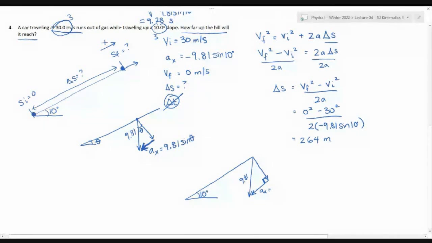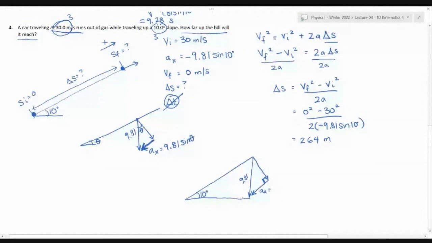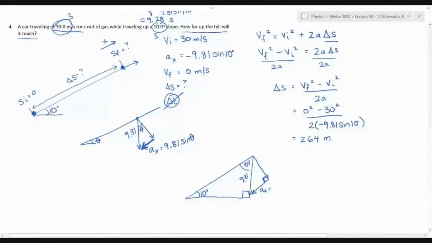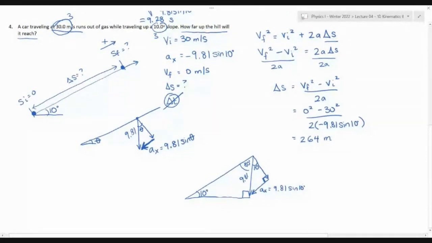And if we were to draw this here as a triangle, if that's 10 degrees, this is 90 degrees, then this has to be 80 degrees over here, right? Do you see that? Yeah. And so if that's 80, then this has to be 10. And now since it's 10 degrees, then this is the opposite side, AX, so we use sine. So it would be 9.81 sine 10 degrees. Okay. Good.